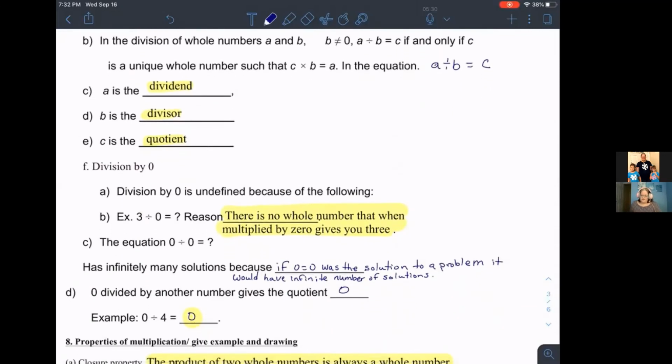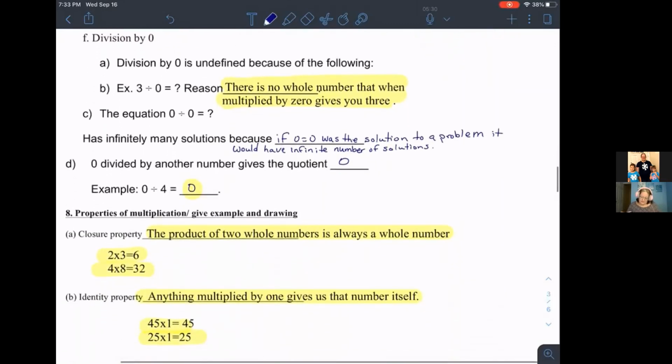B, the division of whole numbers A and B, where B is not equal to 0, A divided by B equals C, if and only if C is a unique whole number such that C times B equals A. Now this equation, I think she left out on accident because this is word for word what's in the book. So I'm going off of this equation here for the answers. So A is the dividend. So this first number is the dividend. B is the divisor. It's what's being divided by. And C is the quotient. It's the answer.